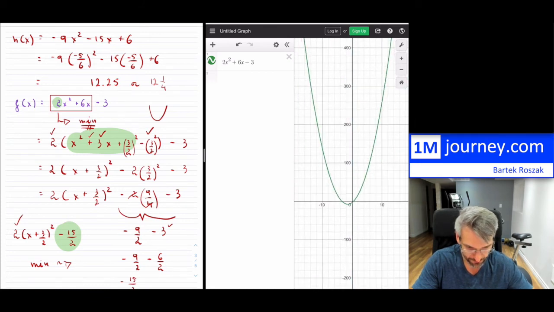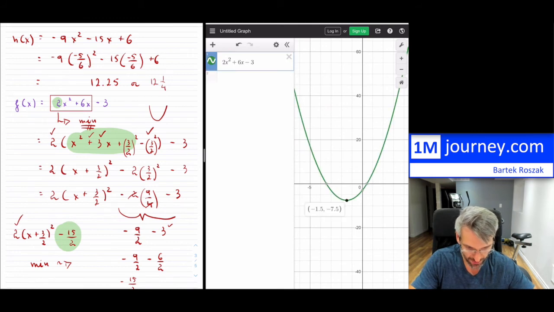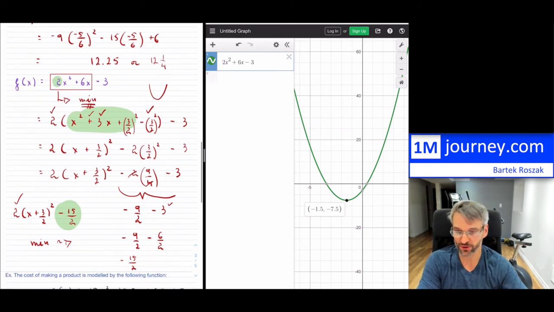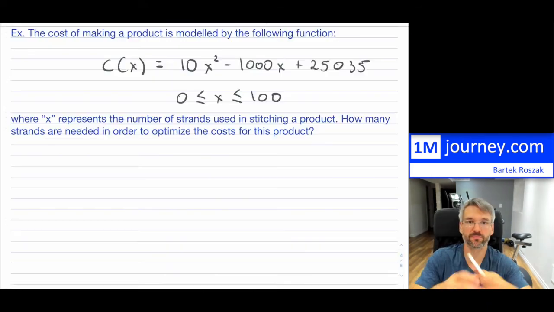Within here. All right, so we definitely do have a minimum, and notice that's where it is. So negative 7.5, which is the negative 15 over 2 that you see there on the left-hand side. All right, so that would have been our parabola. So that's how you can find these maximum and minimums.